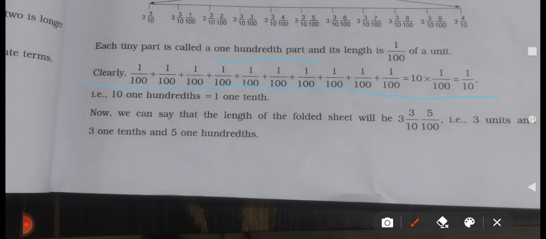Now, we can say that the length of the folded sheet will be 3 whole 3 by 10 and 5 hundredths. That is 3 units, 3 1/10ths and 5 hundredths.